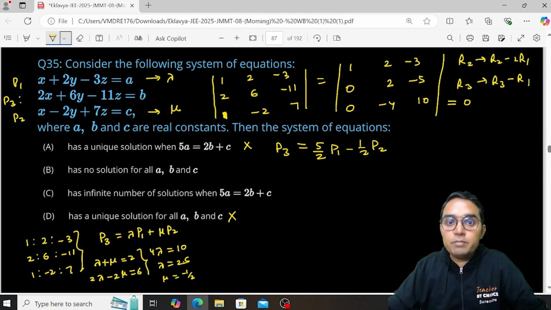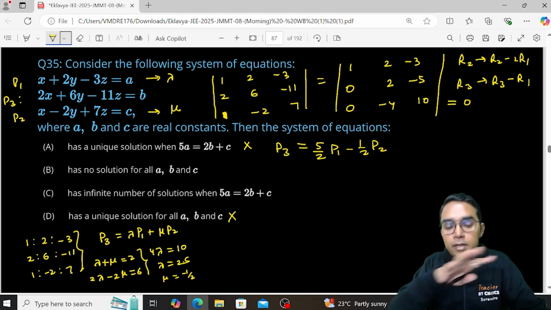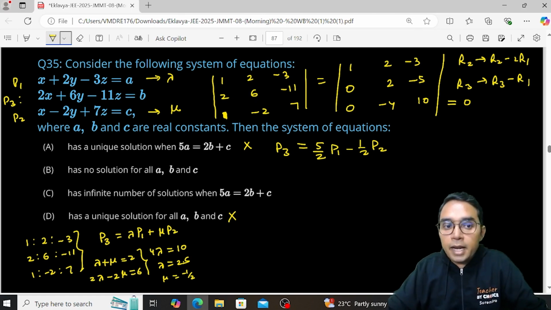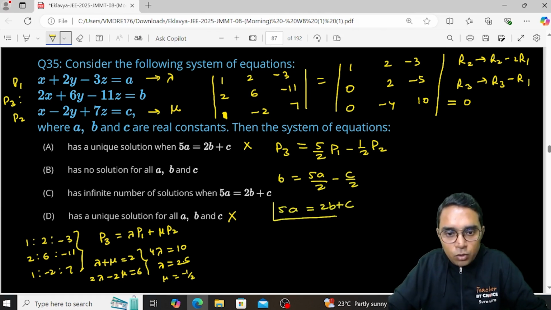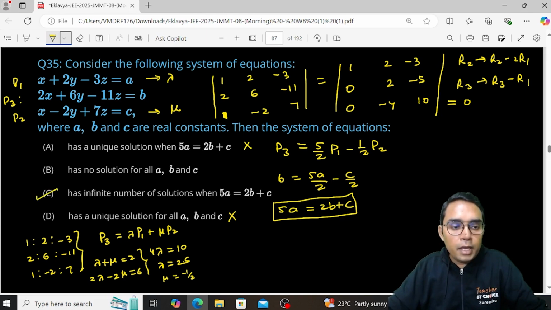Now if everything matches for the x, y, z coefficients, then they will definitely represent a common line of intersection, provided the right side, that is the constants a, b, c, also satisfy this relation. That means b should be equal to 5a upon 2 minus c upon 2, that is, 5a equals 2b plus c. If that condition is also there, then you will get infinite solutions. Saying no solution for all a, b, c would be wrong, because I can choose a, b, c satisfying this relation and get solutions. So option B is also wrong.